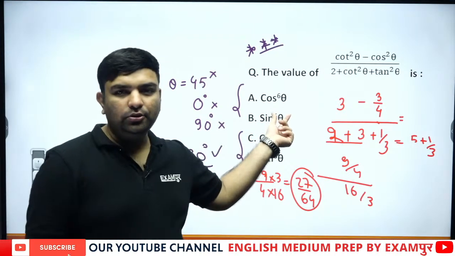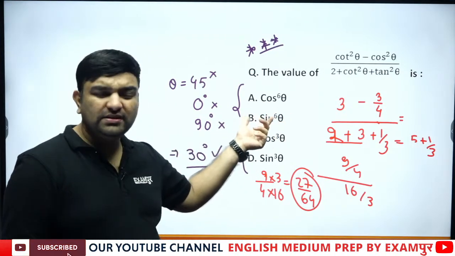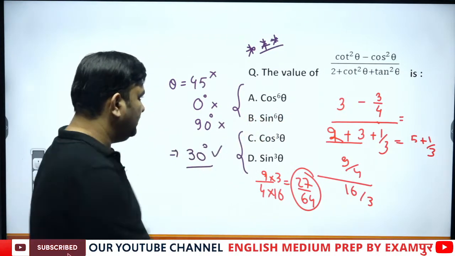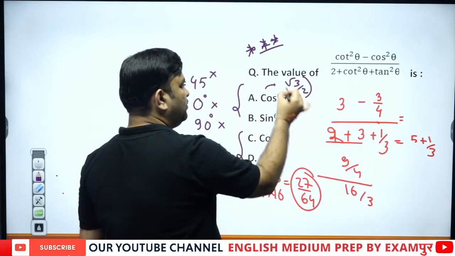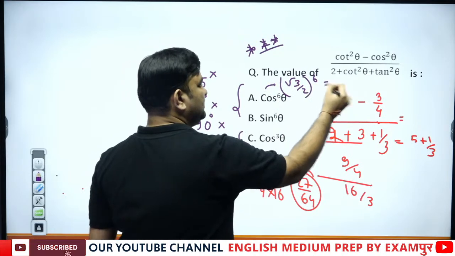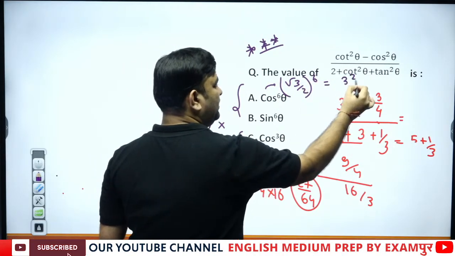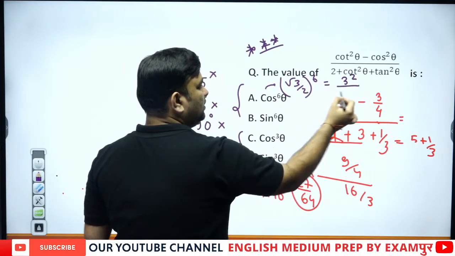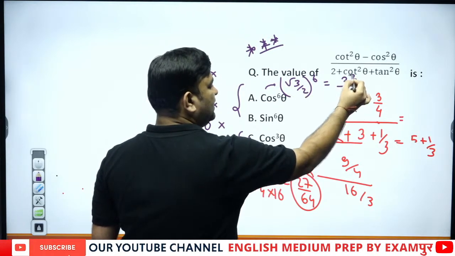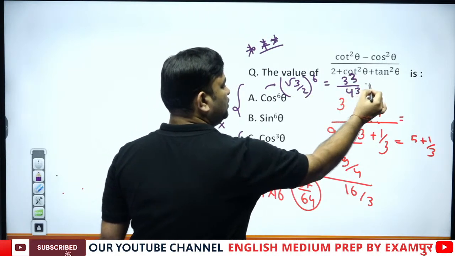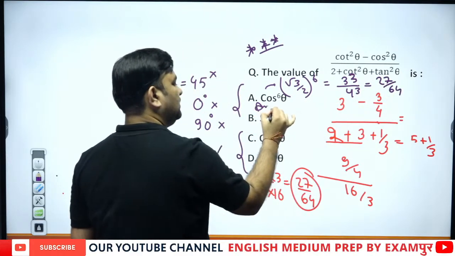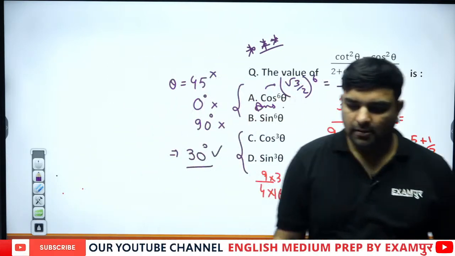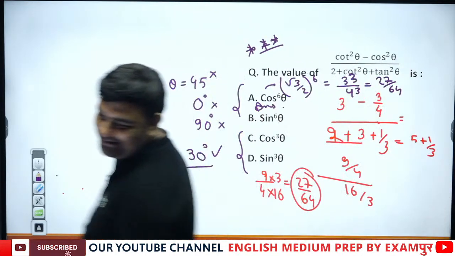For theta is equal to 30, you know it is root 3 by 2. And root 3 by 2 to the power 6 is 3 squared divided by 4, 3 cubed over 4 cubed, which is 27 by 64. Answer.